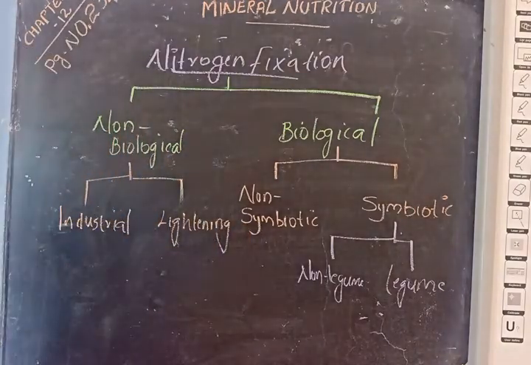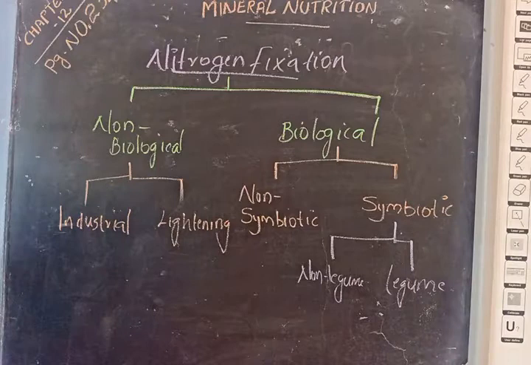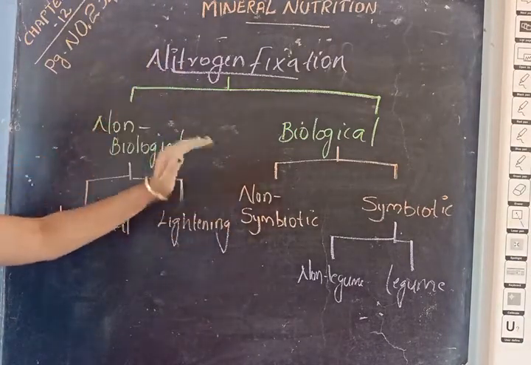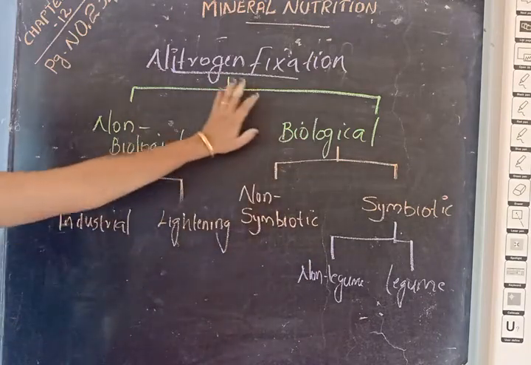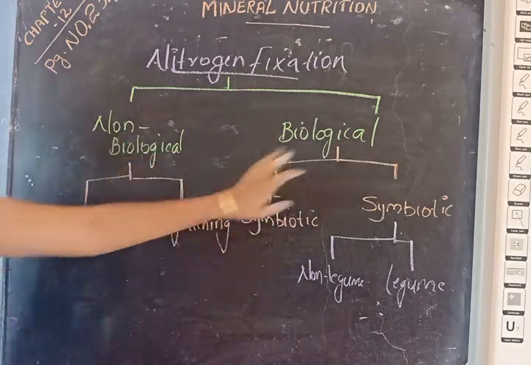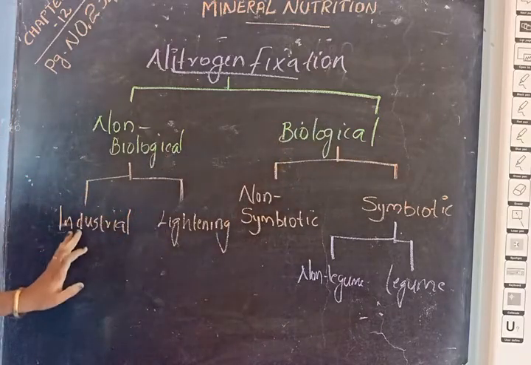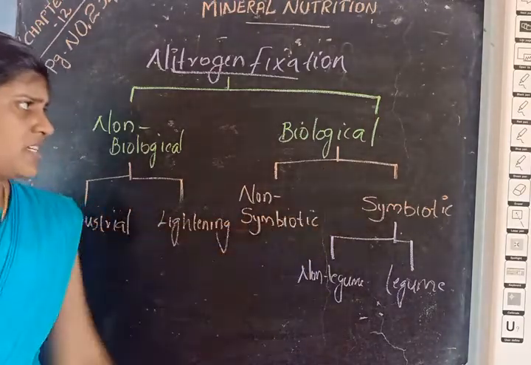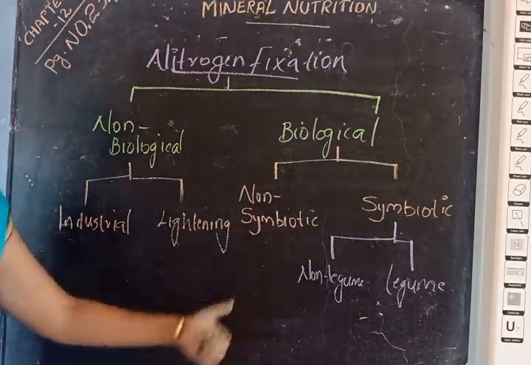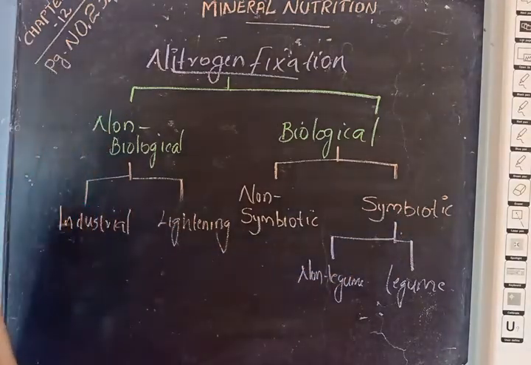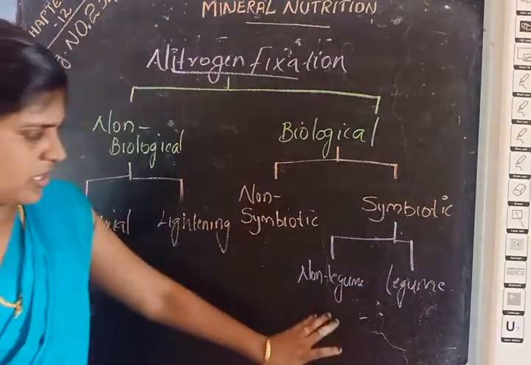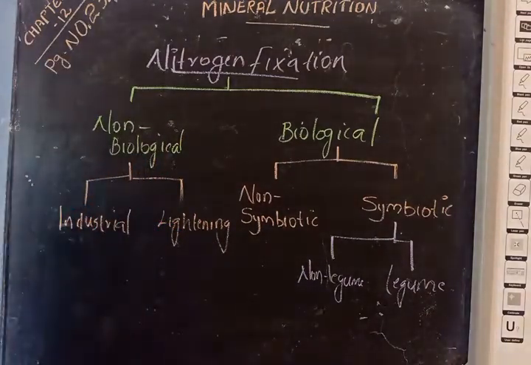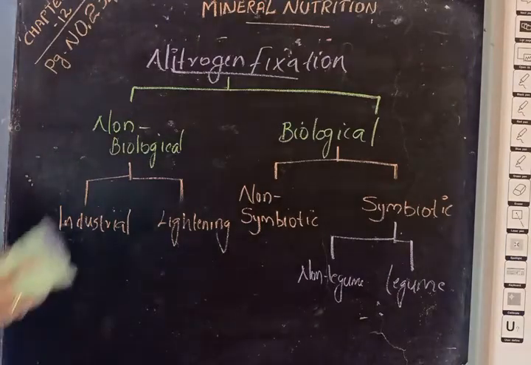So, this is simply nitrogen fixation. Nitrogen fixation is the process by which atmospheric nitrogen is converted into ammonia form. Nitrogen fixation is of two types: non-biological and biological. Non-biological nitrogen fixation includes industrial fixation and thunder and lightning, whereas biological nitrogen fixation is of two types: non-symbiotic nitrogen fixation and symbiotic nitrogen fixation. In symbiotic nitrogen fixation, it is of two types: non-leguminous plants and leguminous plants.